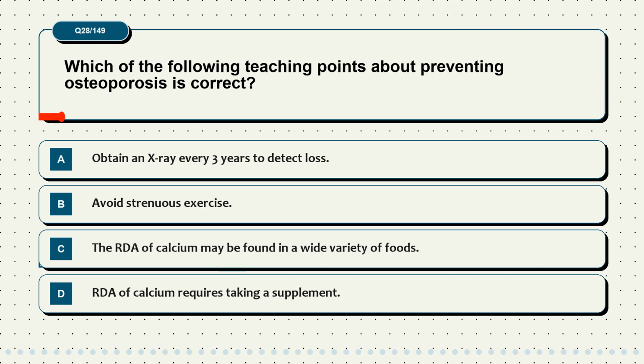Question 28. Which of the following teaching points about preventing osteoporosis is correct? Here are the options. Option A, obtain an X-ray every 3 years to detect loss. Option B, avoid strenuous exercise. Option C, the RDA of calcium may be found in a wide variety of foods. Option D, the RDA of calcium requires taking a supplement.